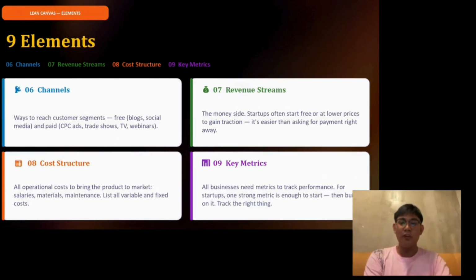And lastly, for our ninth element, key metrics. Key metrics are all the metrics a business needs to track performance for a startup. One strong metric is enough to start, then build on it. Track the right thing. Key metrics po is a measurement of how business success or how the business will boom po. For example po, number of users of a certain product or service, or number of sales.